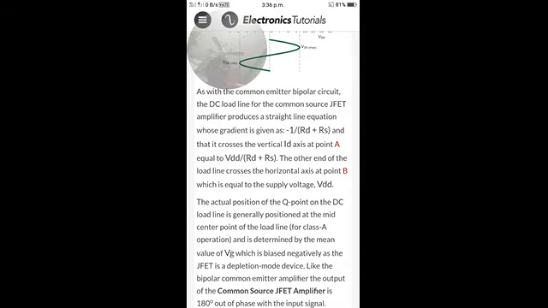The actual position of the Q point on the DC load line is generally at the middle of the load line. For distortionless output, we have to select the Q point in the middle of the DC load line.